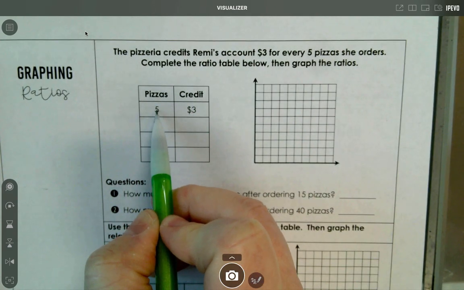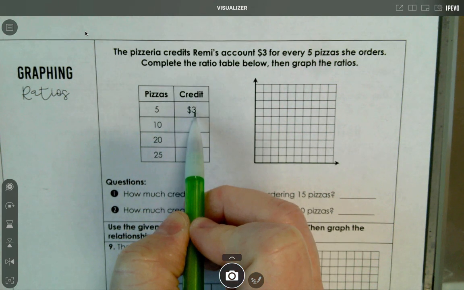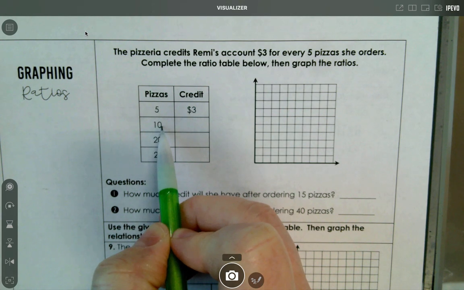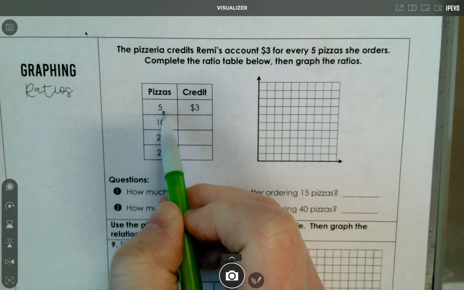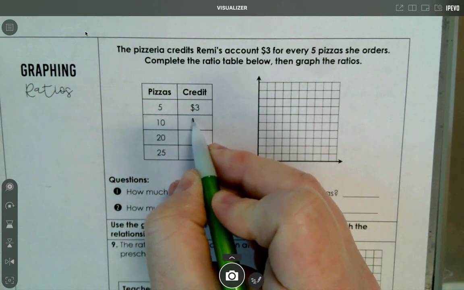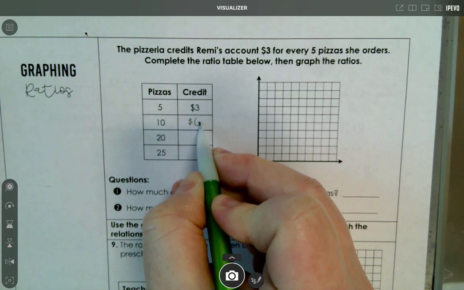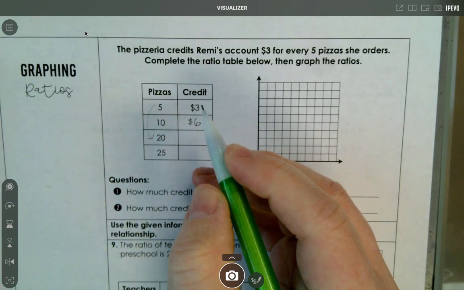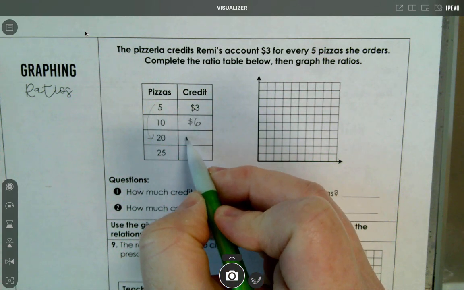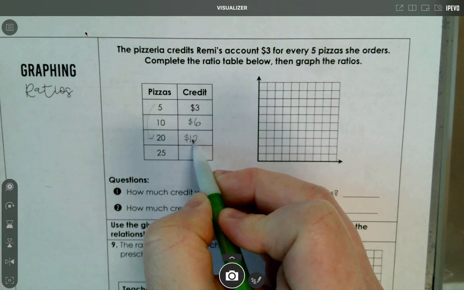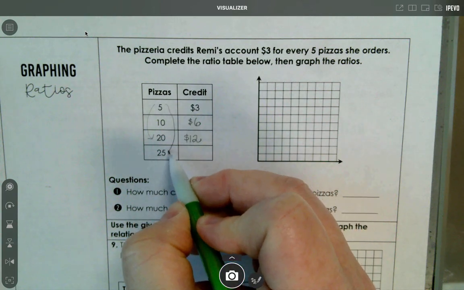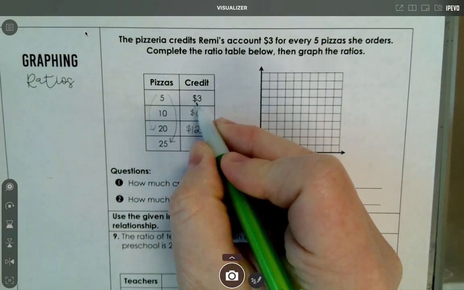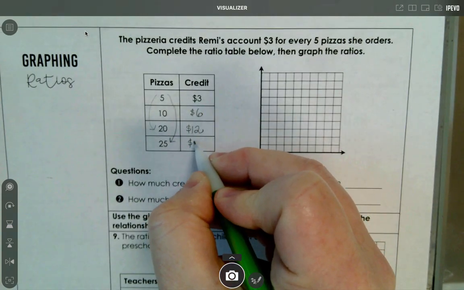So for every 5 pizzas, she gets $3. So she now has 10 pizzas, and what do we do to get there? Well, we multiply by 2, so 3 times 2 is 6. And then how did we get from 5 to 20 pizzas? Well, we multiply by 4. So 3 times 4 is 12. And then how did we get from 5 to 25 pizzas? Well, we multiply by 5. So 3 times 5 is 15.